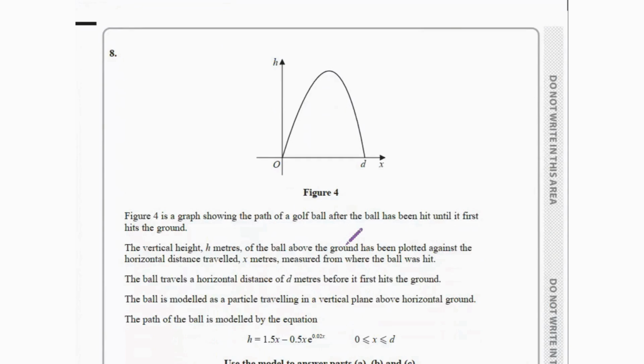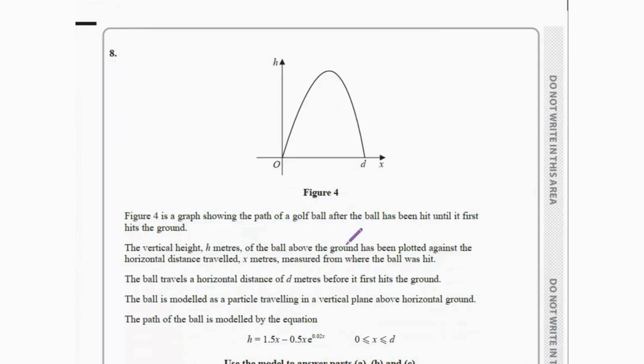Figure 4 is a graph showing the path of a ball after the ball has been hit until it first hits the ground. The vertical height, h meters, of the ball above the ground has been plotted against the horizontal distance traveled, x meters, measured from where the ball was hit. The ball travels a horizontal distance of d meters before it hits the ground. The ball is modeled as a particle traveling in a vertical plane above horizontal ground.